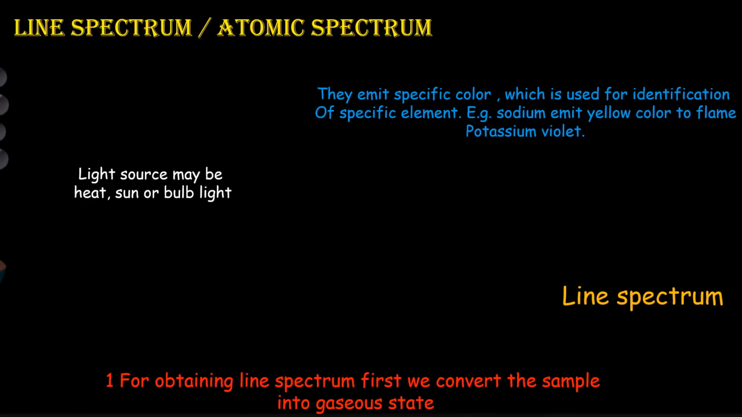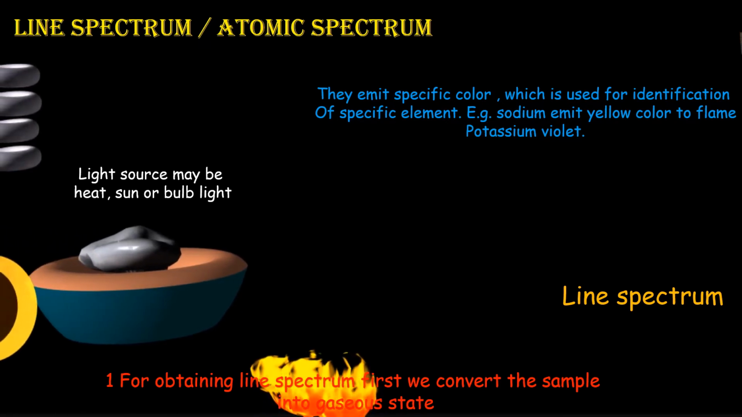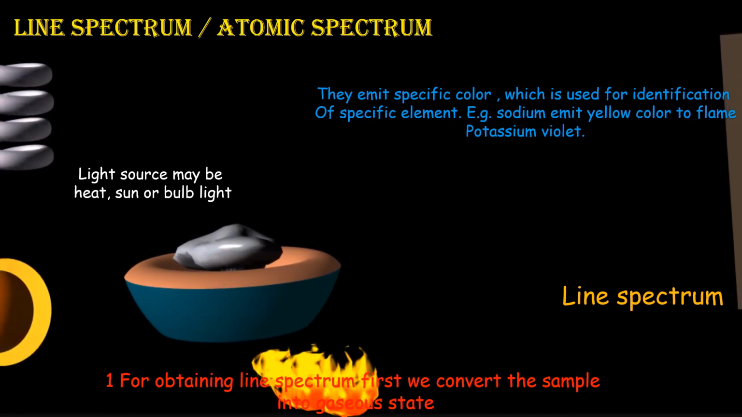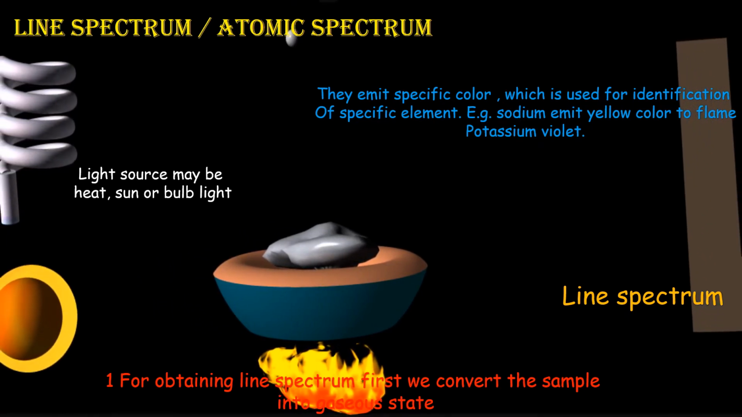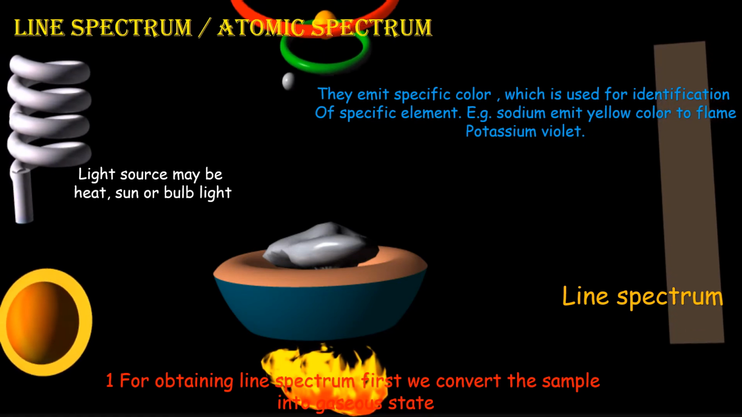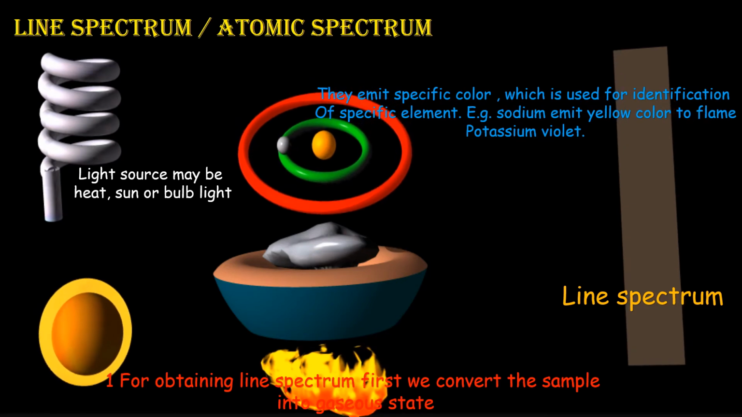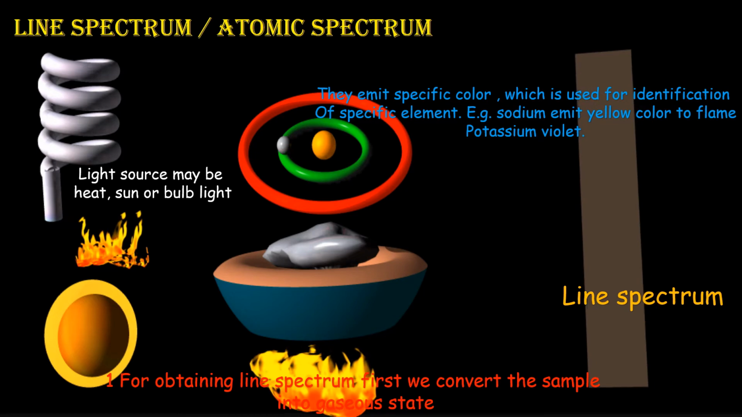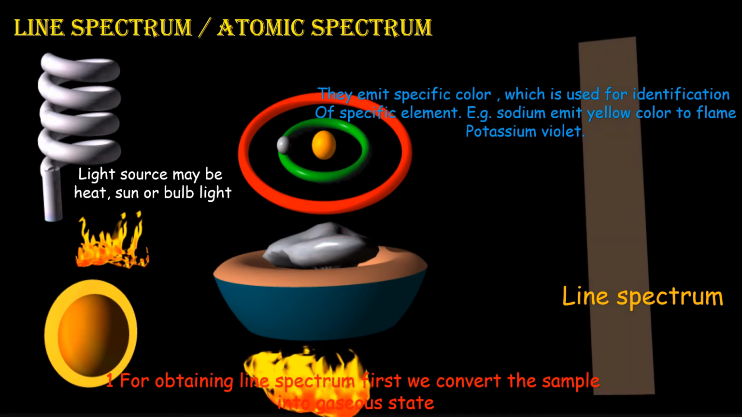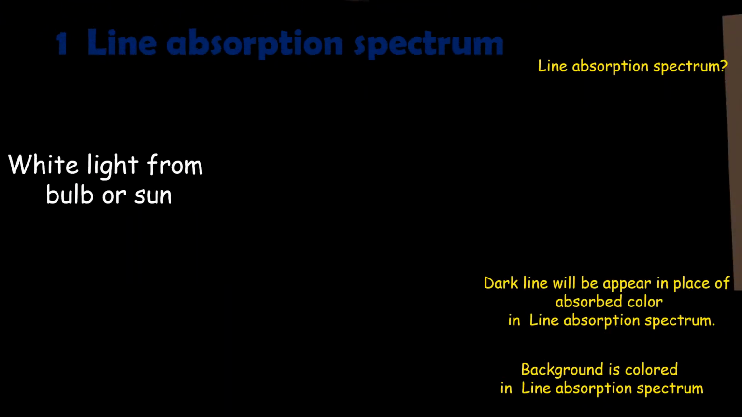First, what is line spectrum? In line spectrum, the sample must be converted into vapor or gaseous state. The energy source may be heat, sunlight or bulb light. The electron goes into an excited state. Then on de-excitation, it emits a specific color which is used for identification of the element.